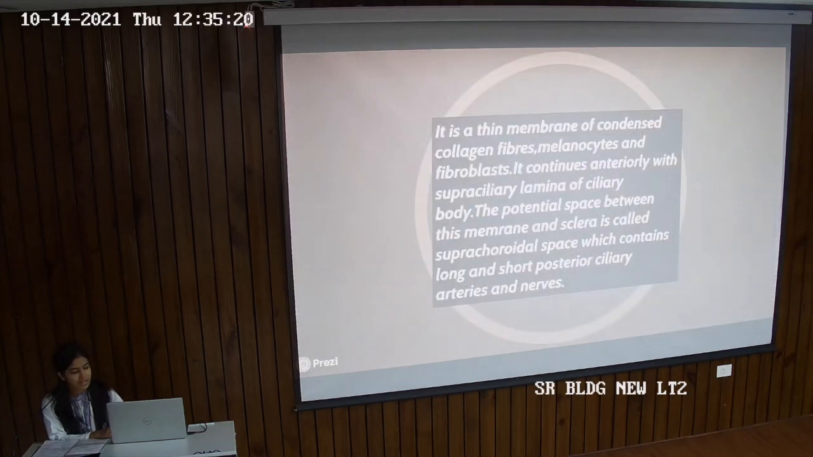The suprachoroidal lamina is a thin membrane of condensed collagen fibers, melanocytes, and fibroblasts. It continues anteriorly with the supraciliary lamina of the ciliary body. The potential space between this membrane and the sclera is called the suprachoroidal space, which contains the long and short posterior ciliary arteries and nerves.